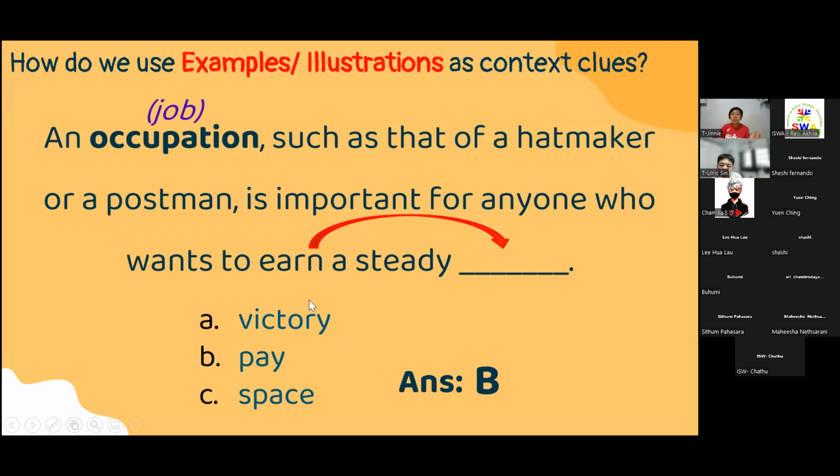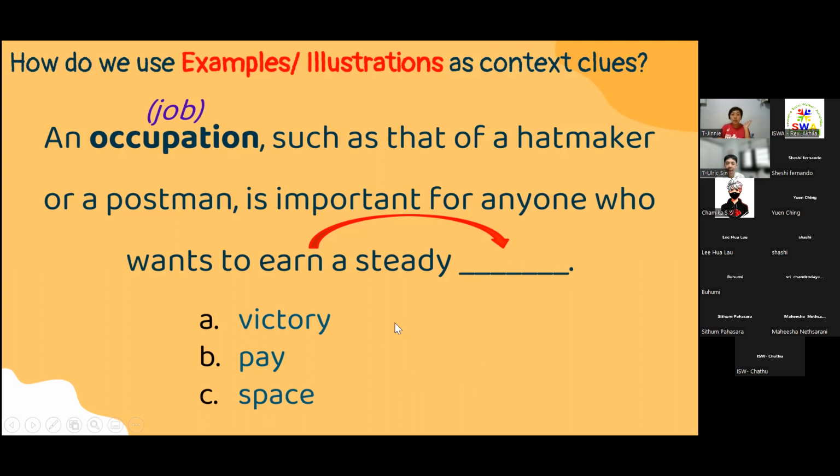But why did Teacher Ginny also use victory? If somebody thinks that the word occupation here, without looking at the context, without looking at the examples of the hat maker and a postman, which is why I say they are used as context clue, you must look at the context, the text that are inside here to help you give the answer. If I think that occupation has something to do with war, I can also say earn a victory. But the context here tells me that it is not war. That's why I cannot use victory.